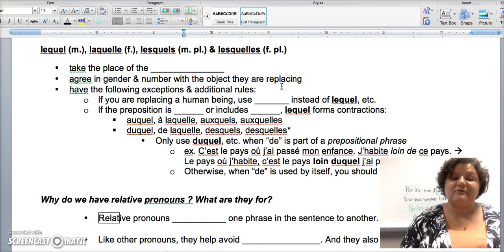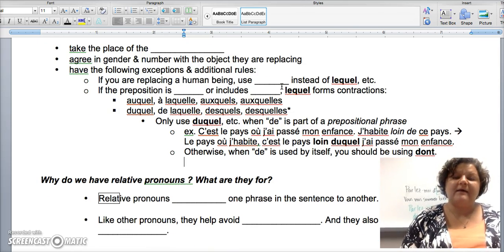So first of all, if you're replacing a human being in your sentences, you don't even use these, you use qui. And then if the preposition is à or de, you have special rules, because you know that just like à and le combine to be au, same thing with lequel. So à plus lequel gives you auquel. À laquelle is no problem. And then you have auxquels plural. Same thing with de. So duquel, de laquelle, desquels, desquelles.